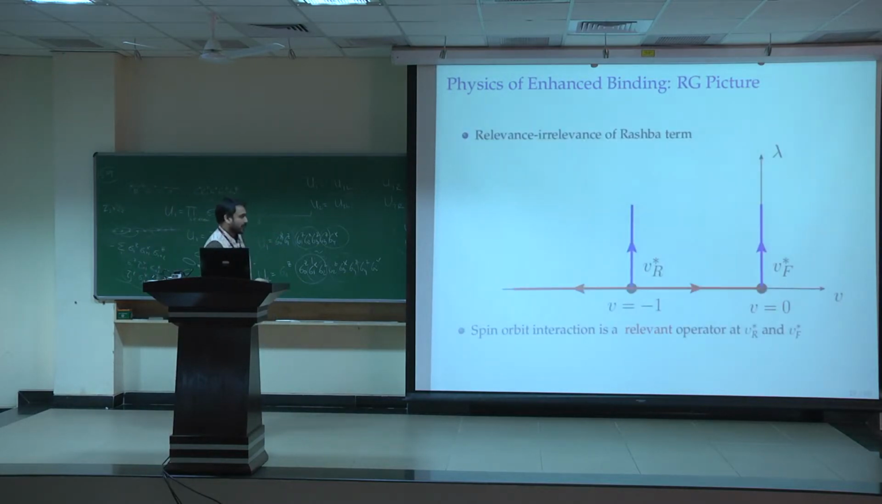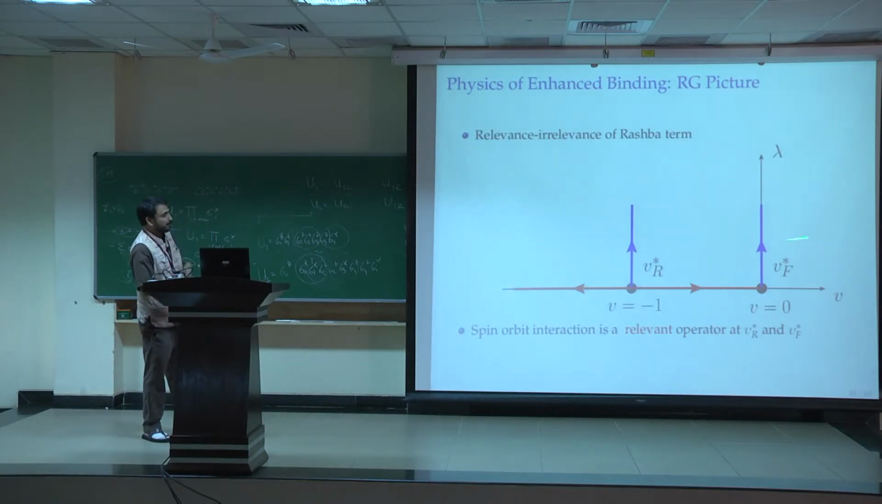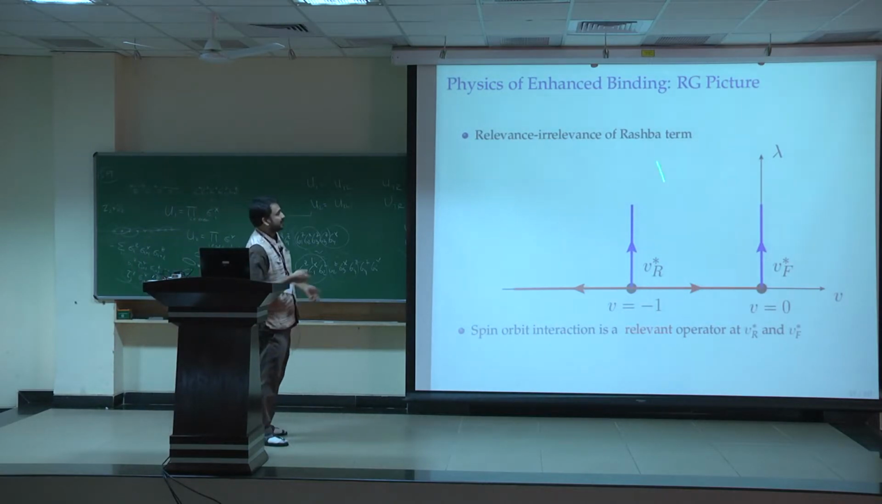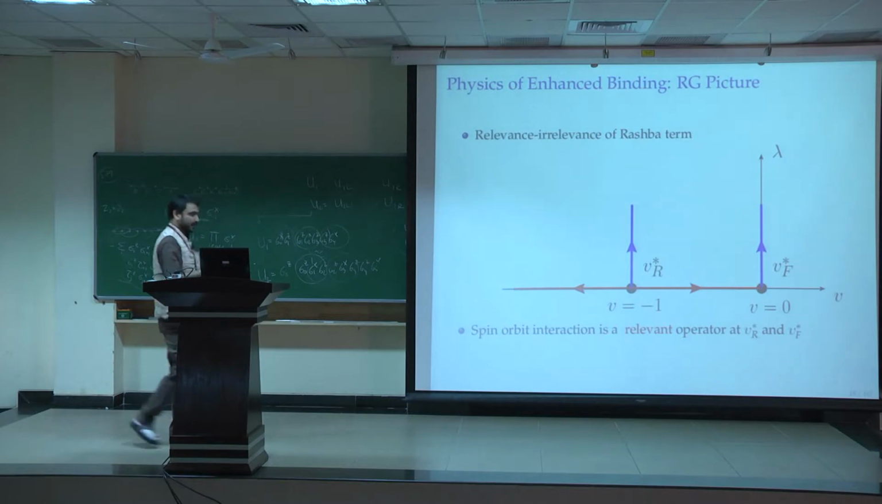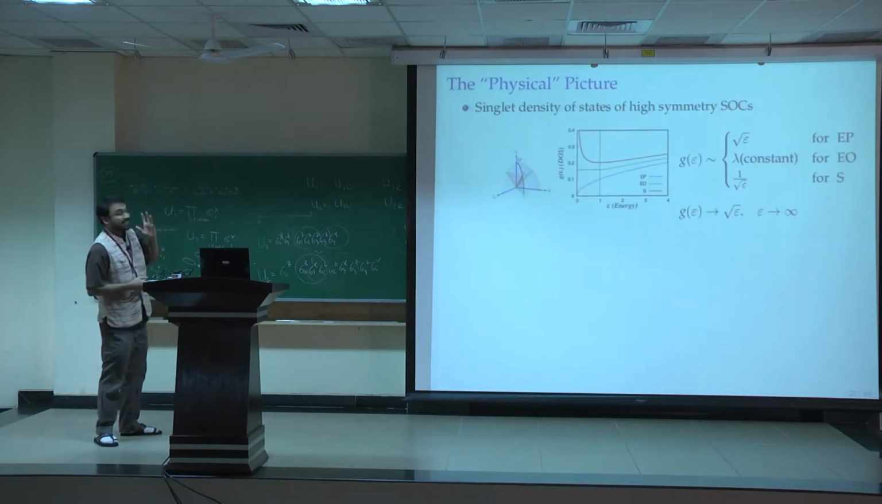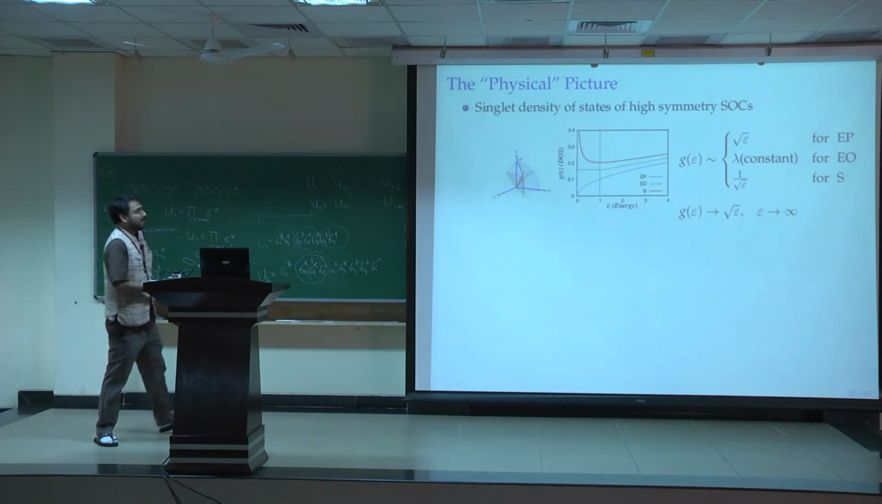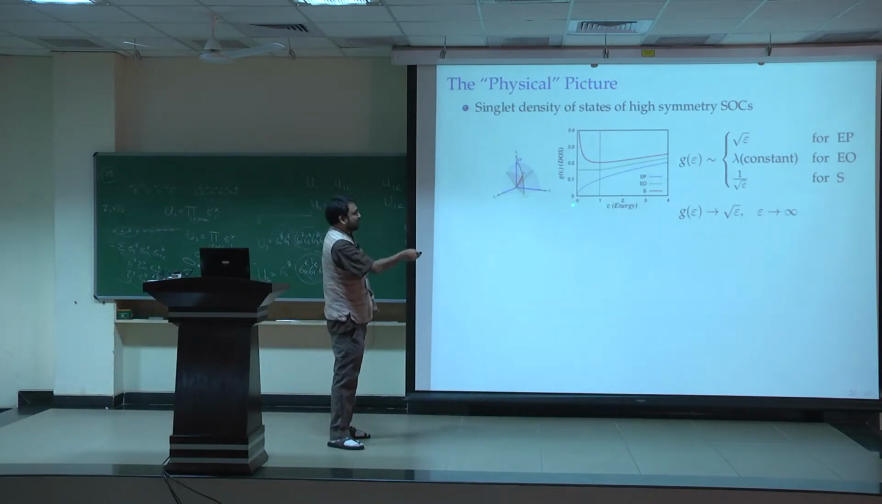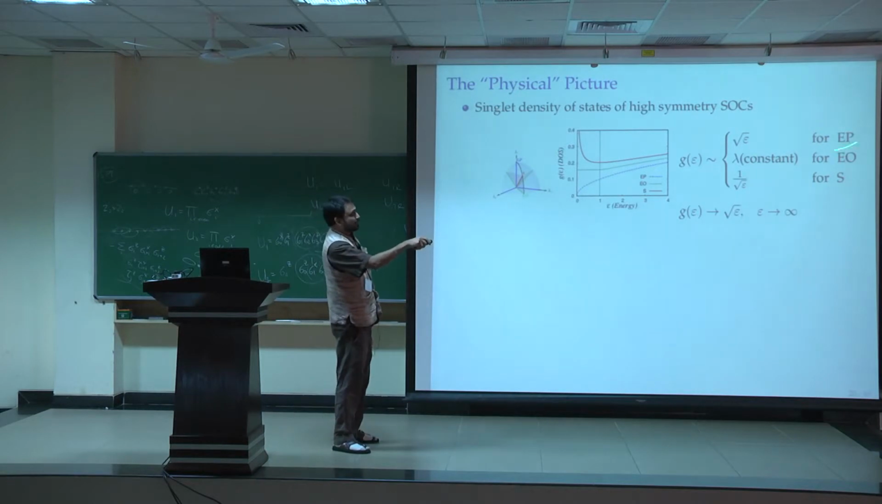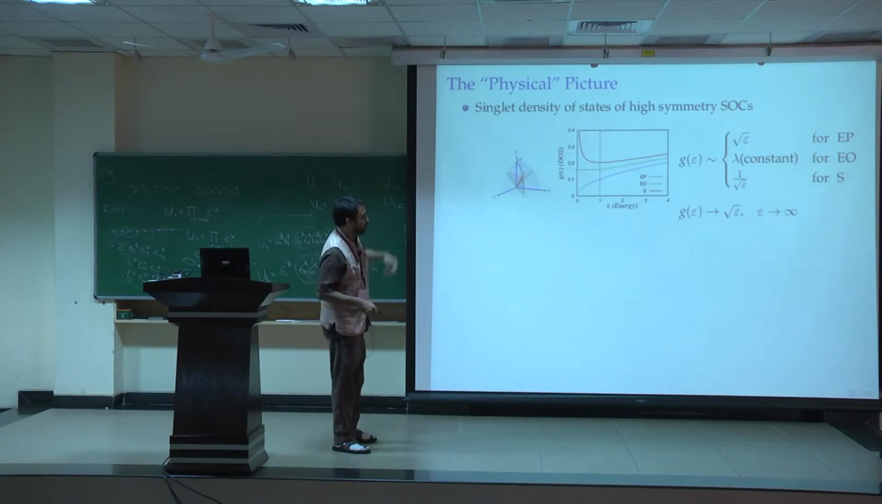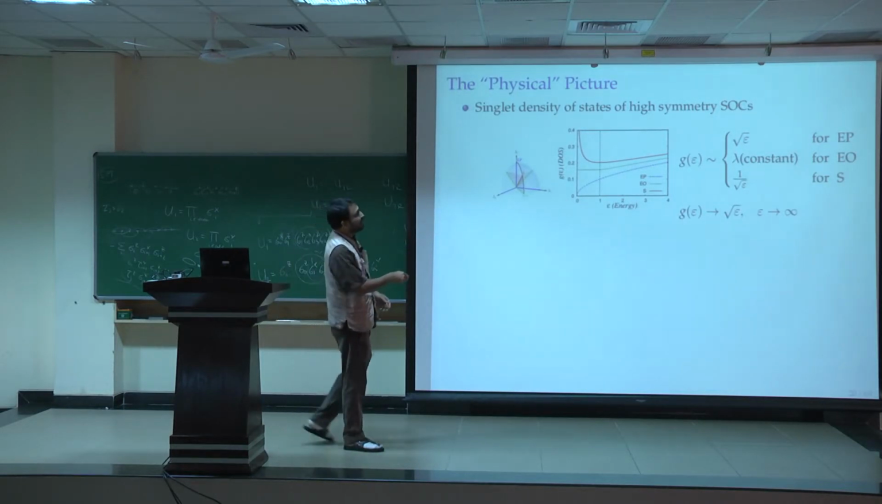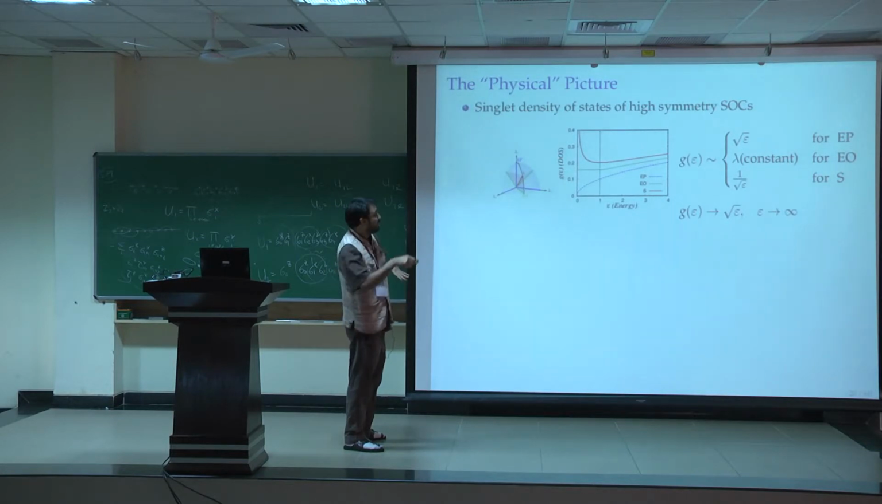Okay, so how do you understand this enhanced binding? So I mentioned the RG picture. If you simply do power counting, you will see that this Rashba interaction is relevant at both these fixed points. So you know something is going to happen. What happens can be understood nicely by looking at the infrared density of states. So what I'm plotting here is the density of states as a function of energy. For the prolate gauge field, there's gauge coupling in only one direction, and you see that it is square root E, just like what you had for free particles in vacuum. For the Rashba case, the density of states is a constant, and for the spherical case, the density of states goes as 1 over square root E.